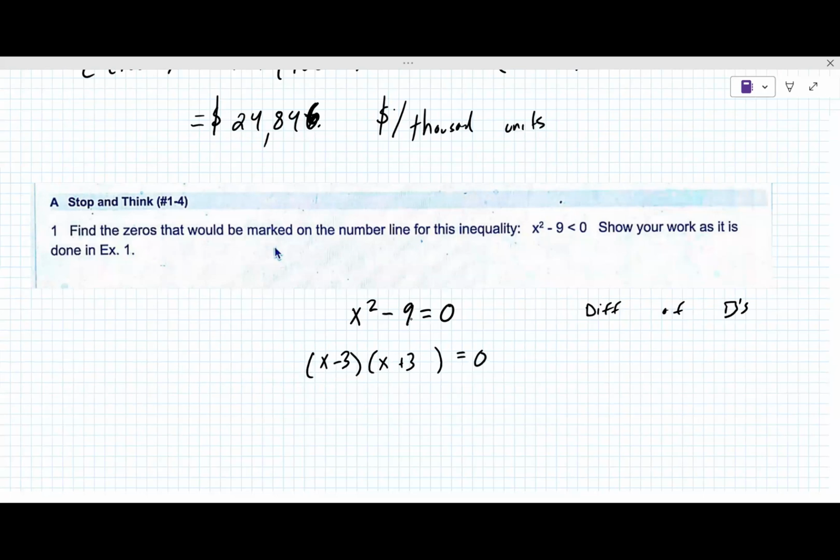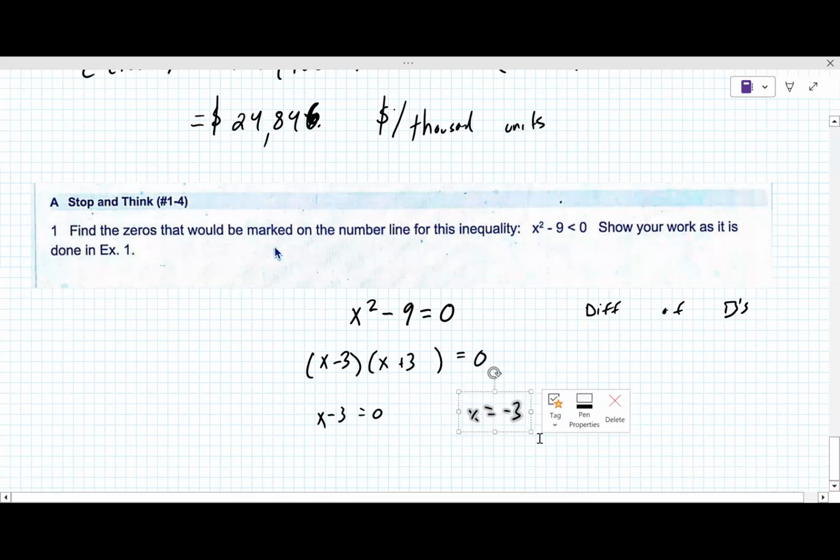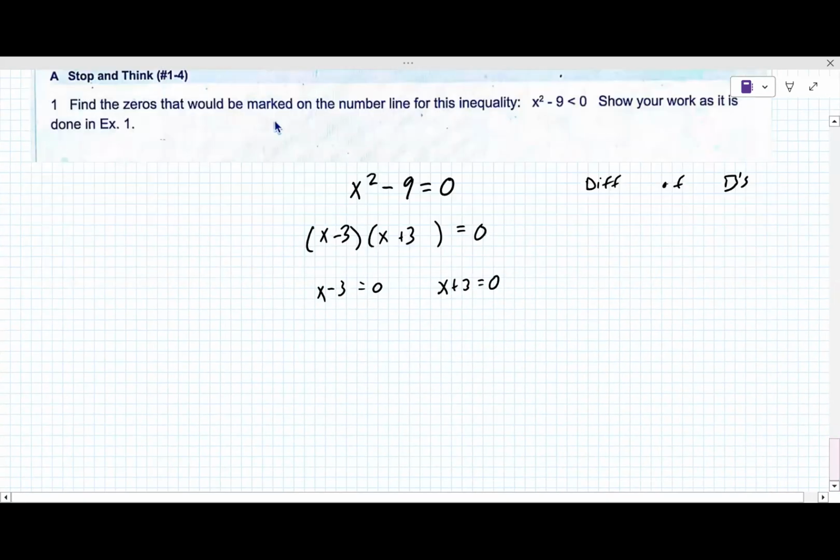Do you remember what to do from this point? Yes. You can either, like what we did on the last two problems, do x minus 3 equals 0 and x plus 3 equals 0. Exactly. Don't want to go back to where we started with the x squared minus 9. Okay. So this ends up being, I wrote that poorly, x plus 3 equals 0. What are the two x values? X is 3 or x is negative 3.